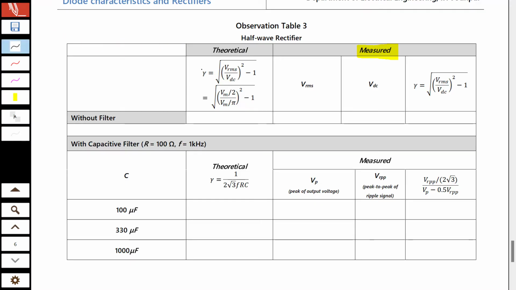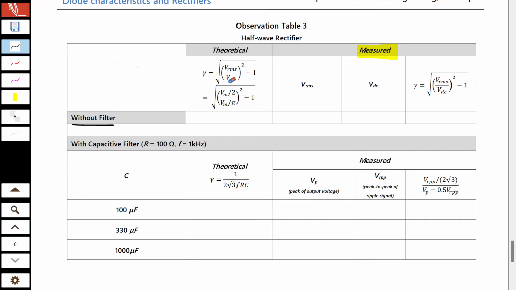So in the first case, when it says without filter, this gamma is (Vrms upon Vdc) the whole square minus 1. I'm sure you know the derivation of this expression and how it actually comes from this expression. If you don't know, please take it up as homework. Please solve it.